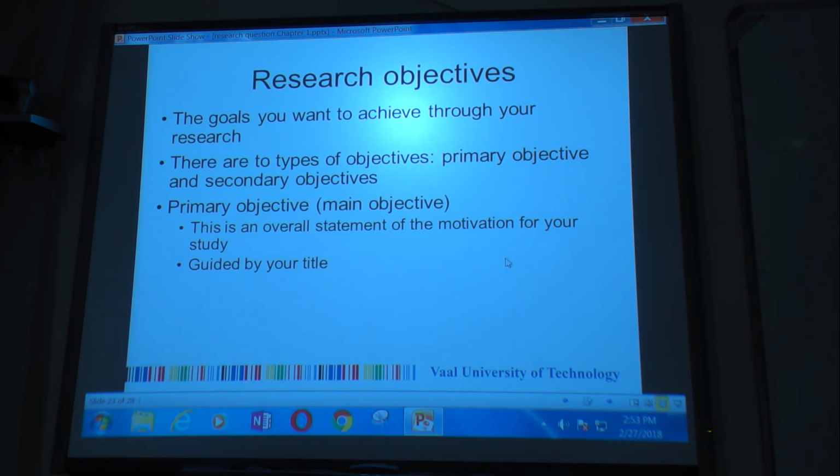Now, the primary objective, this is one statement. It's one sentence saying, why are you doing this research? So it's the motivation guided by your title. Now, let's look at an example.